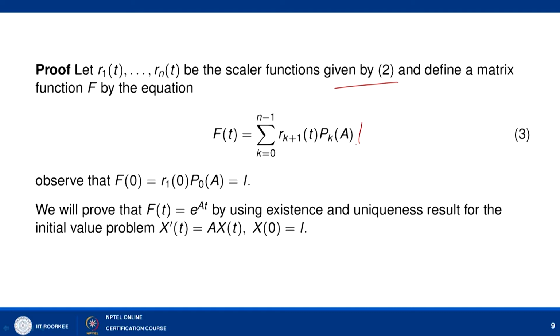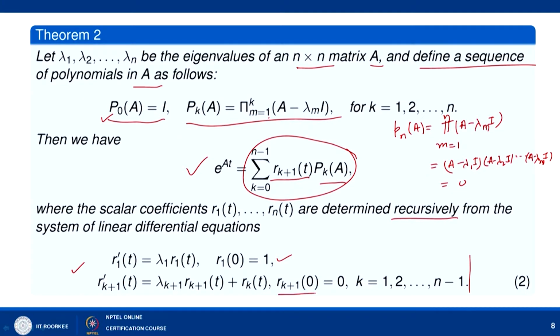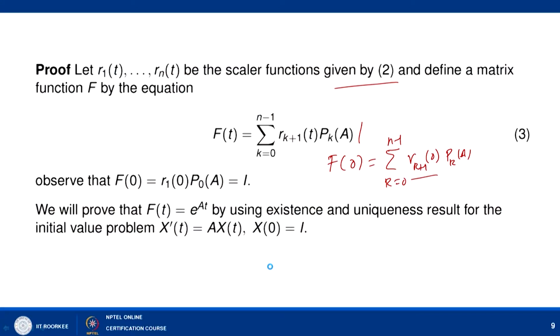And here please observe that the value of f of 0 is r1 0 P0 A equal to I. If you look at it, f of 0 is basically the summation k equal to 0 to n minus 1 of r k plus 1 0 Pka. Now, what is the value of r k plus 1 0? Go back here: r k plus 1 0 is 0 for k equal to 1 onward. So, it means that r2 0 is 0, r3 0 is 0, and so on. So, the only non-zero value is attained at r1. When you put k equal to 0, we have r1 0 and P0 A. For all other values, we have value 0. The scalar coefficients r2 0, r3 0 are all 0. So, r1 0 P0 A is basically, r1 0 is 1, and P0 A is defined as identity as we defined here. So, this means that f of 0 is identity, and f t is given as this.